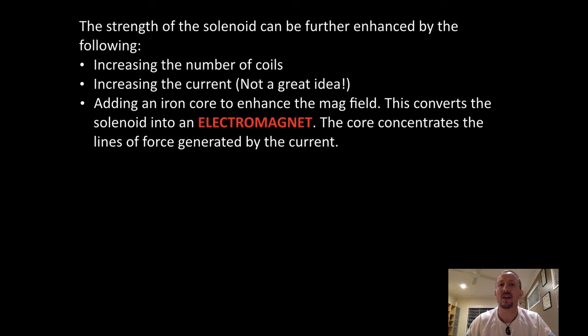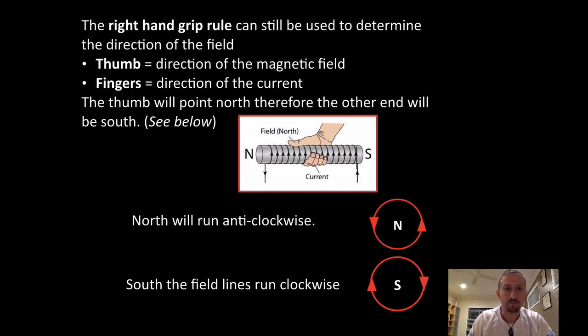It's the sort of thing that you get in a scrap metal car yard. You see it on a crane, and basically they've got a large electromagnet which picks up the cars and moves them around. Okay, now with respect to a solenoid, the right-hand grip rule can also be useful to us again.